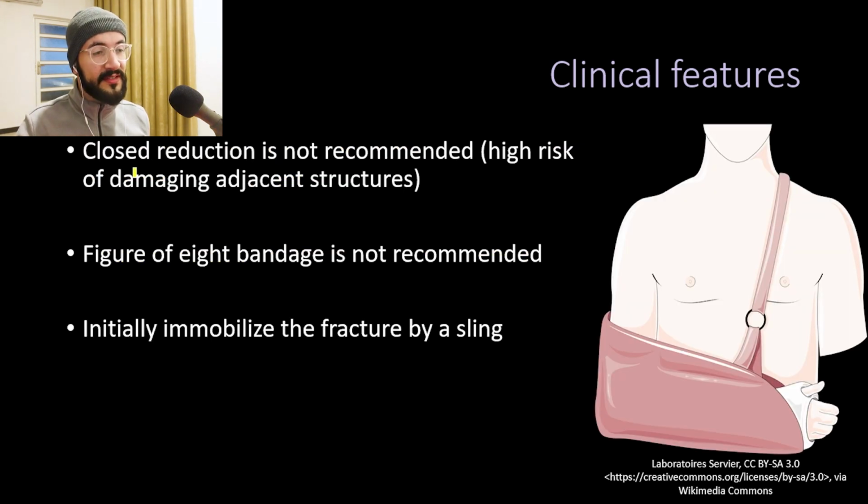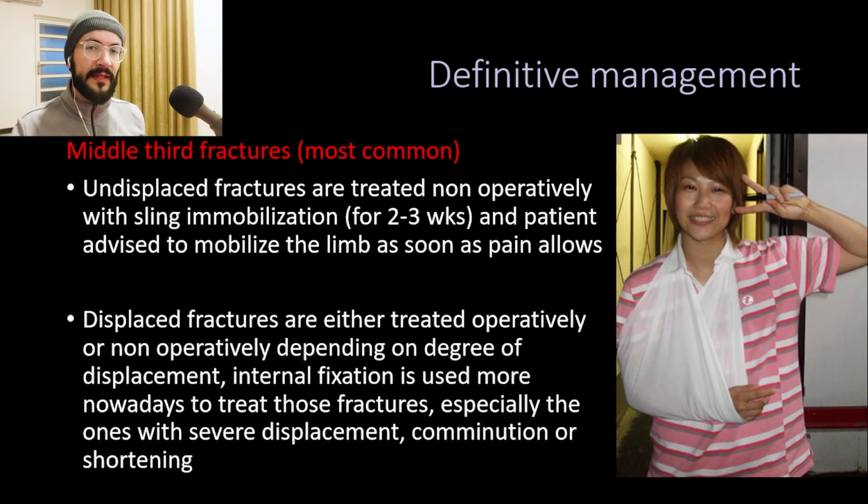Now, in the emergency room, closed reduction is not recommended because there is high risk of damaging the adjacent structures. The adjacent structures being the brachial plexus, the subclavian artery, and the pleura. And the figure of 8 bandage is not recommended. The best solution is to initially immobilize the fracture by a sling, which looks like that. Moving on to talk about the definitive management.